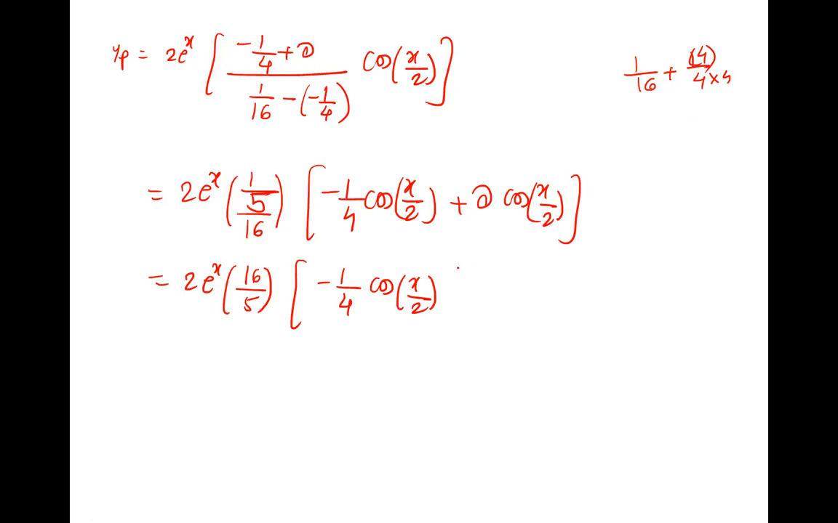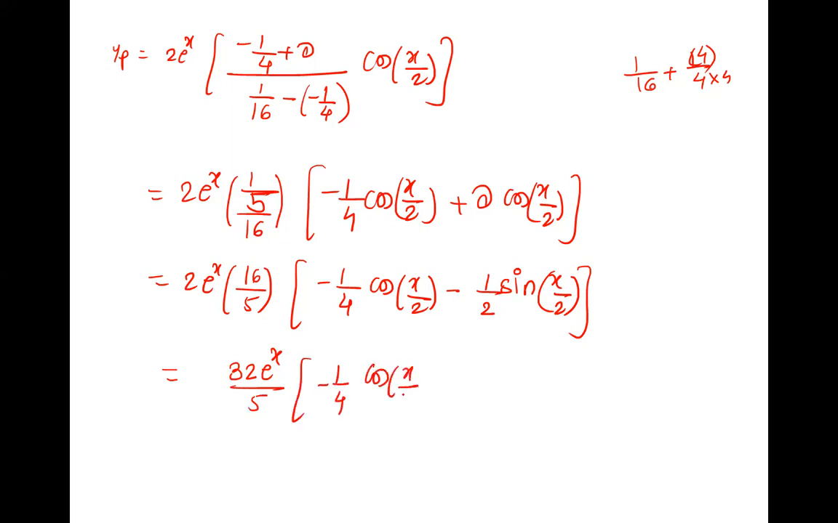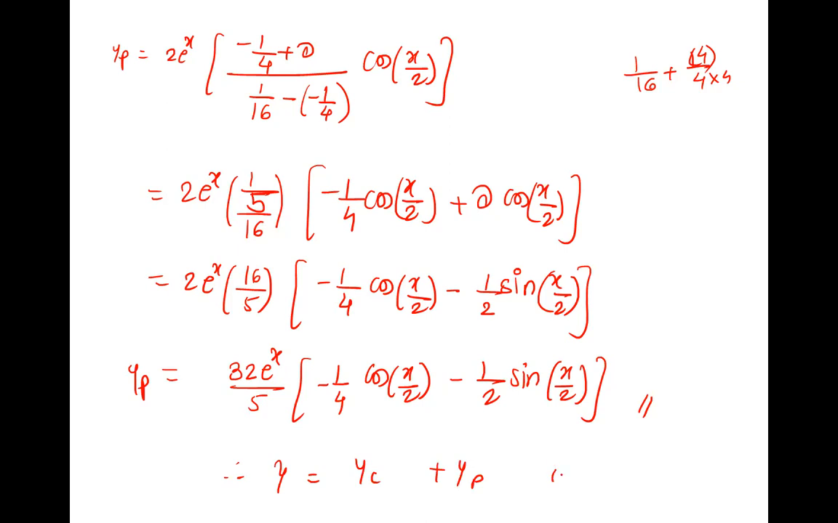And then the derivative of cos. What is the derivative of cos? Minus sin x by 2 into the derivative of x by 2. What is that? 1 by 2. Correct. Done. If you want to simplify further, go ahead, for example by combining 5 minus 1 by 4; if you want to open the term, you can. Yes, this is your yp. Therefore, you can add yc and yp finally for the general solution.